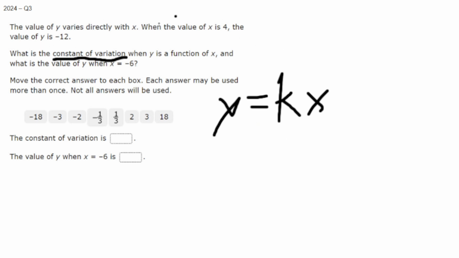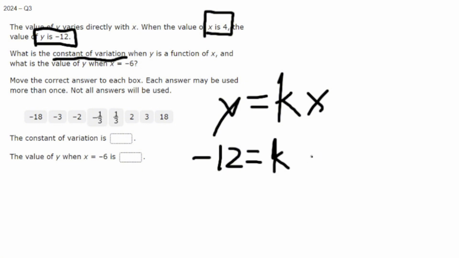So here, I'm going to go ahead and substitute into my original equation, where x is 4 and y is equal to negative 12. Here, I'm simply going to say negative 12 is equal to k, because I was not given k, times 4, because 4 is x. So I'm going to put 4 here.